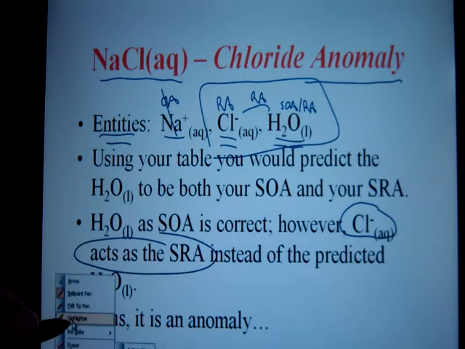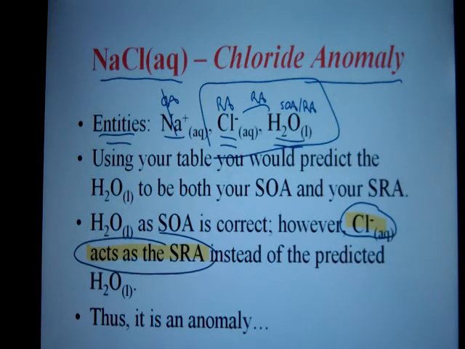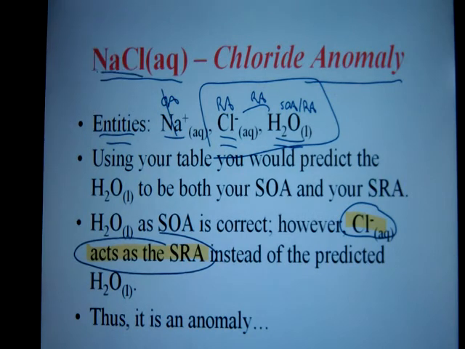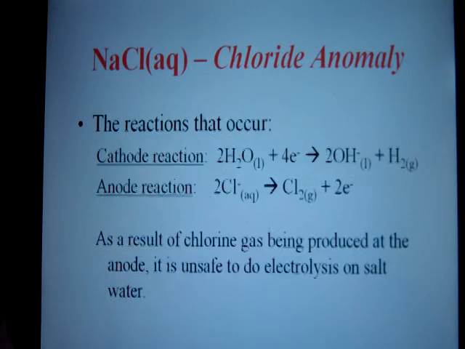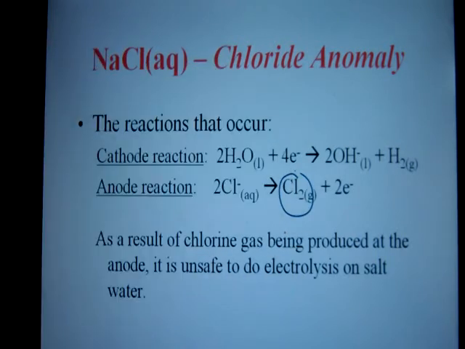Okay, that's a very important point. We see that a lot on testing situations, whether it be unit exams, finals, diplomas. It's a pretty common representative. It doesn't have to be sodium chloride. Often it is, but as long as the only two reducing agents available are chloride and water, you're going to get this chloride anomaly occurring. So as a result, instead of producing relatively harmless oxygen gas at the anode, you would produce chlorine gas, which is quite harmful.